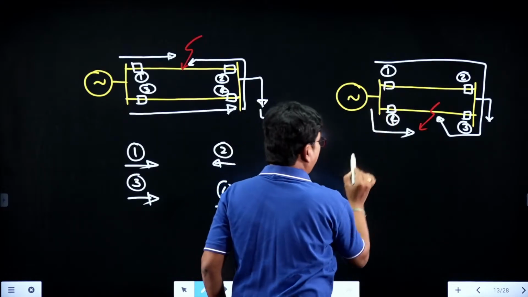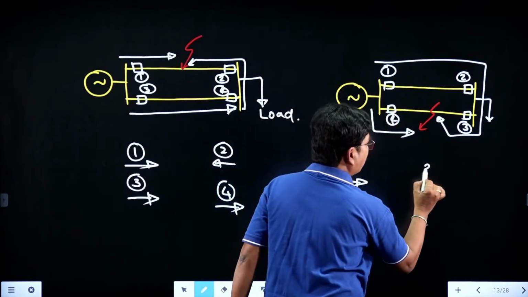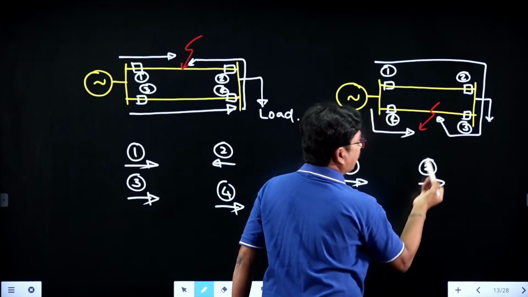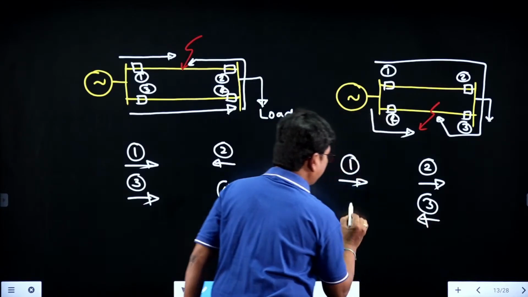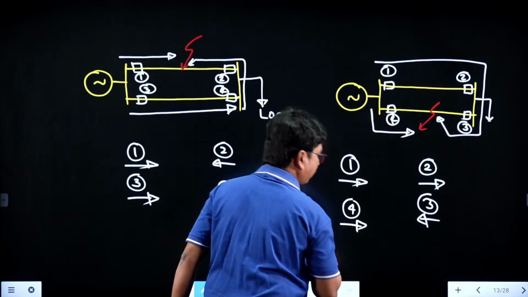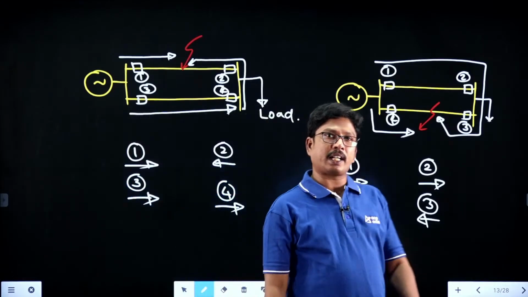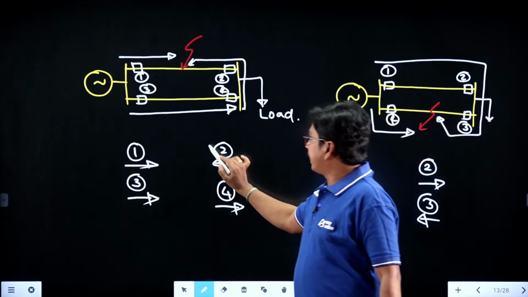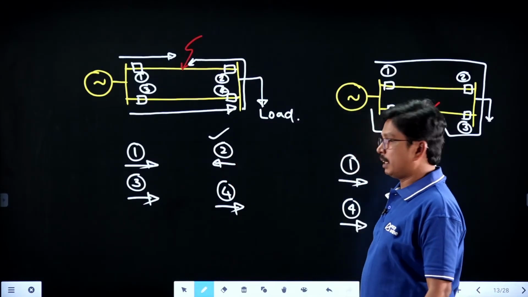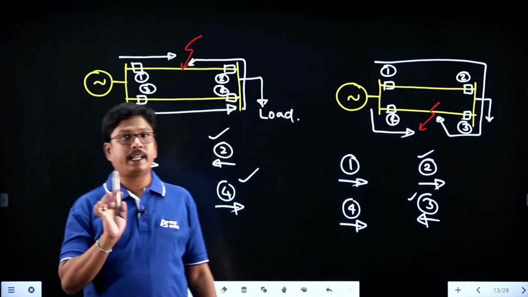Now check me. In relay 1, what is the direction of fault current? Same, no change. In relay 2, what is the direction of fault current? Now it is reversed. What about relay 3? It is also reversed. And in relay 4, what is the current direction? Same current direction. So where is current reversal taking place? In relay 2 and in relay 4, current reversal is taking place. There we need the directional unit.